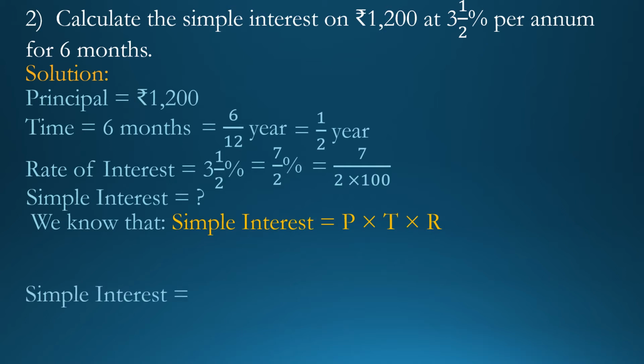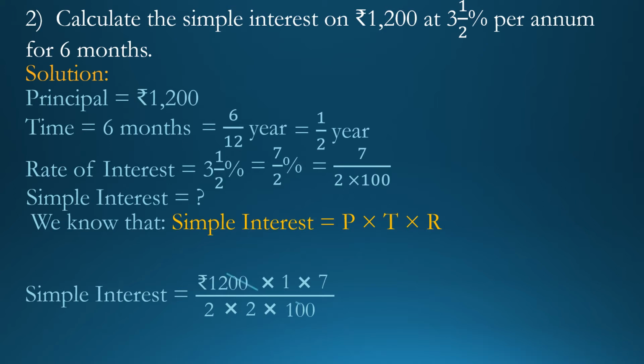Now put the value. See, in this question, principal is equal to rupees 1200. So write down rupees 1200. Then write multiplication sign as it is. And time is equal to 1 upon 2 year. So write down 1 upon 2. Again write multiplication sign as it is. And rate of interest is equal to 7 upon 2 multiplied by 100. So write down 7 upon 2 multiplied by 100.